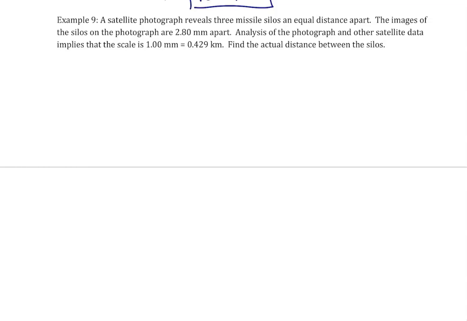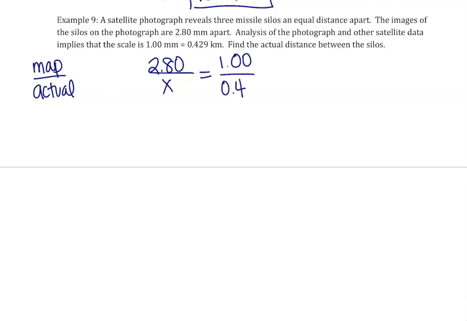So if we want to know the actual distance between the silos, we're going to use the map to the actual. The map says that they are 2.80 apart. We don't know the actual. And then the scale of the map is 1.00 over 0.429.